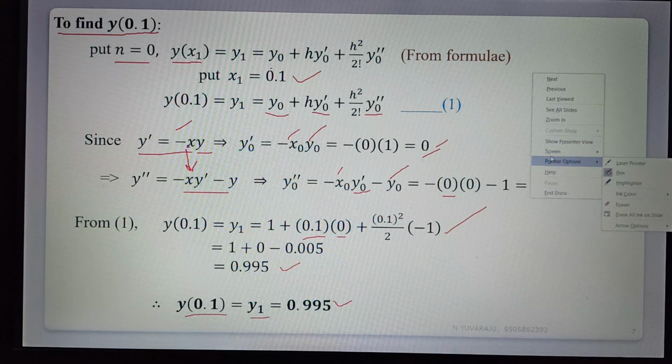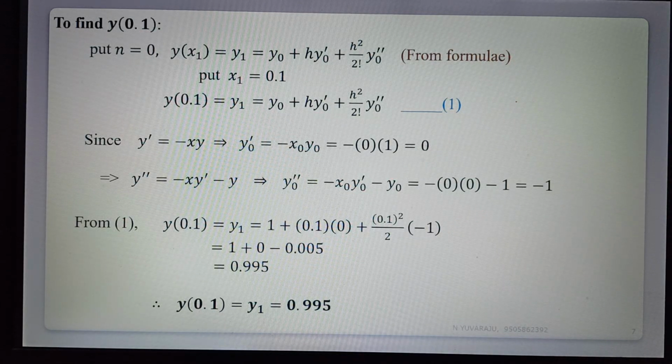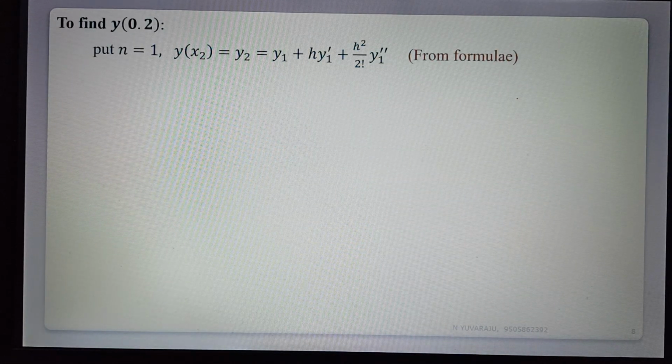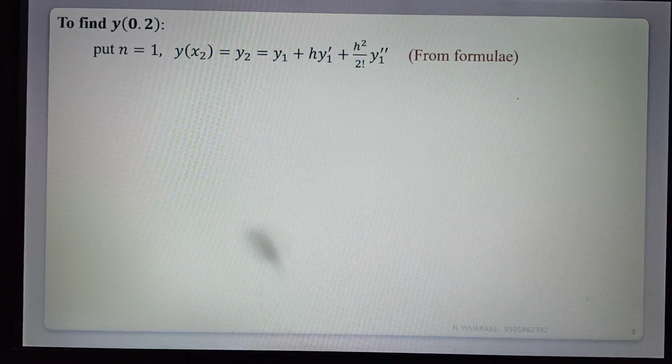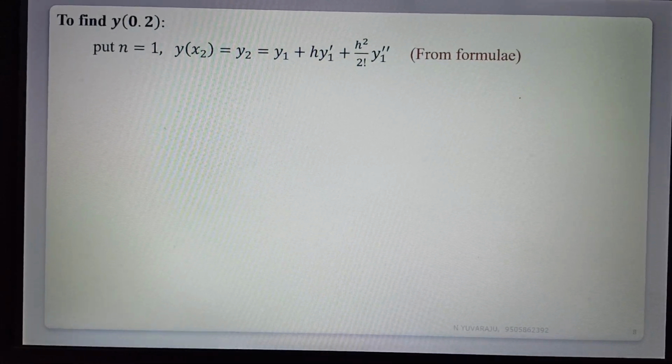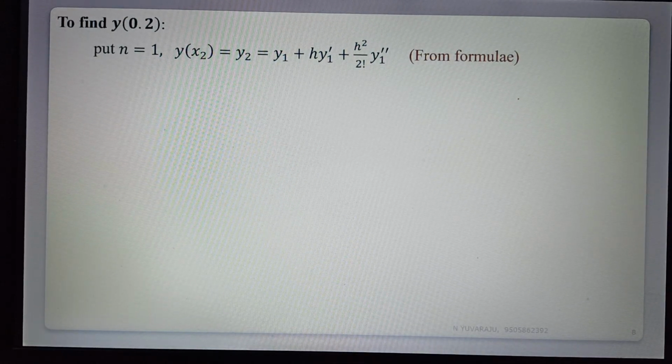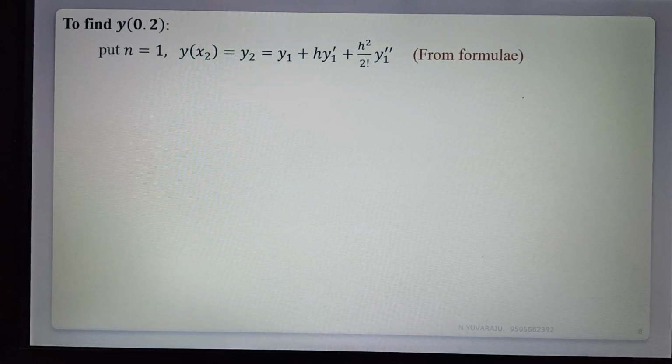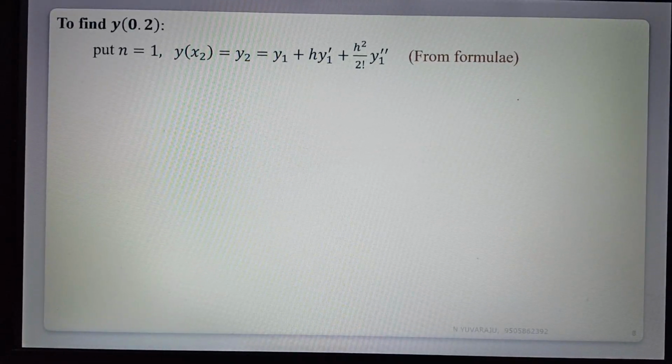Next, similarly we have to find y of 0.2. So y of 0.2 means, in the Taylor series formula, substituting n is equal to 1. So that is equal to finding y of 0.2, substituting n is equal to 1. So y of x2 is equal to y2 is equal to y1 plus h into y1 dash plus h square by 2 factorial y1 double dash.